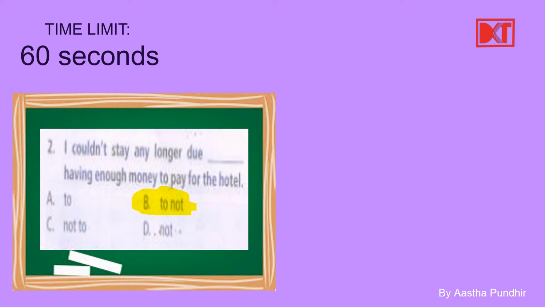Why? Due to we use to talk about any purpose or any reason here in this case. I couldn't stay any longer due to what? Due to is used together, and we say due to when we are talking about a certain reason. Due to what? Due to not having enough money to pay for the hotel. Alright. So accordingly the correct answer is B, due to not. Due to not having enough money.